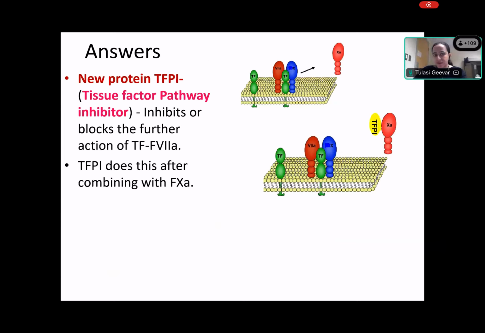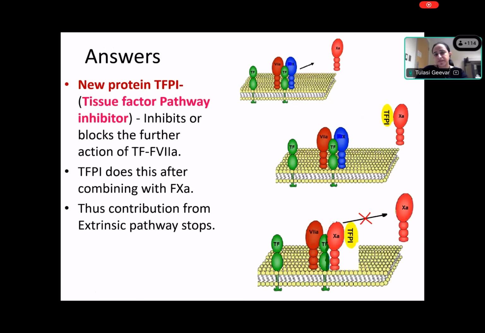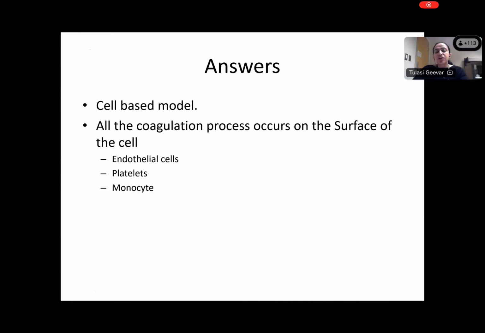And what happens to the extrinsic pathway? There was a new protein discovered, called TFPI, or tissue factor pathway inhibitor, which inhibits further contribution of the extrinsic pathway. This protein binds to the tissue factor 7 and the 10A complex and inhibits further contribution of the extrinsic pathway.